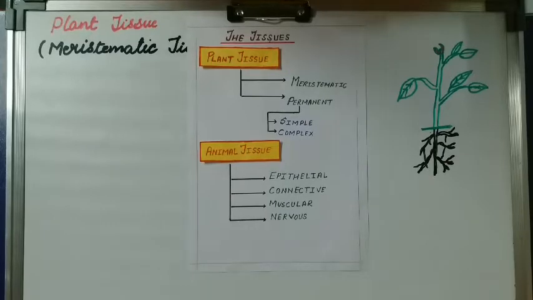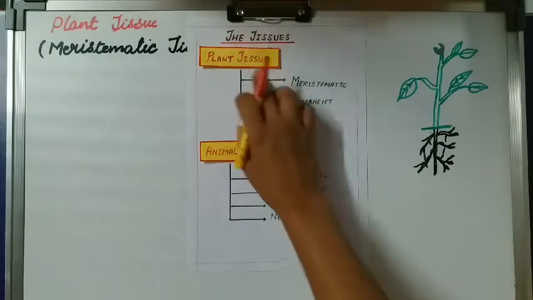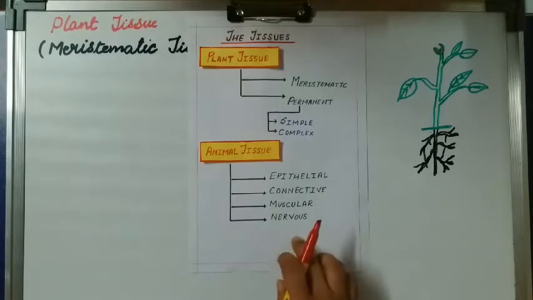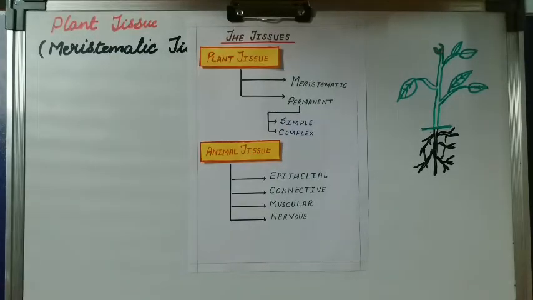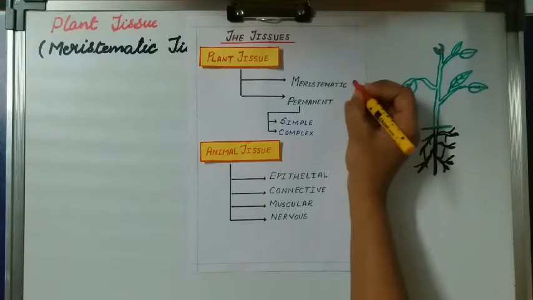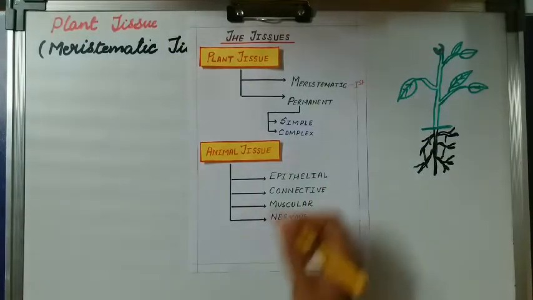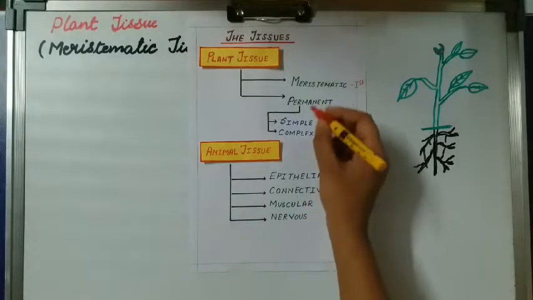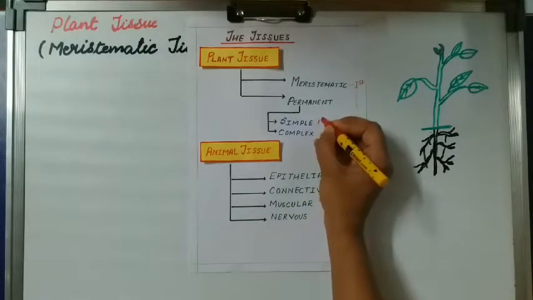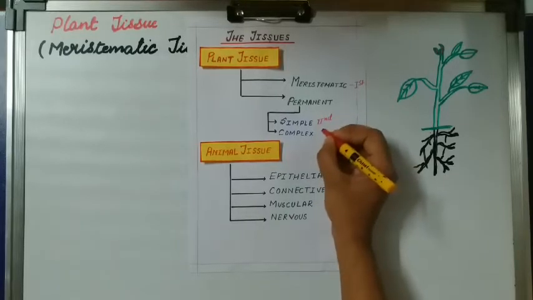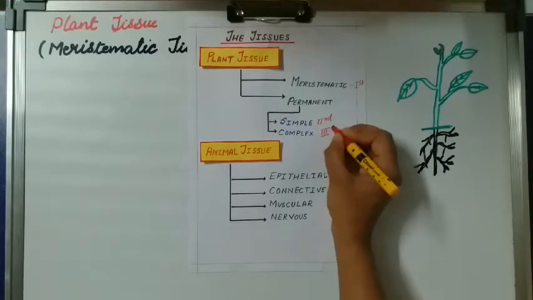In the first 3 parts, I will deal with the plant tissue, and the last 4 parts I will deal with the animal tissue. So in the first part, I will complete your meristematic tissue. Then in the second part of the video, I will take your simple permanent tissue. And in the third part of the video, I will take your complex permanent tissue.